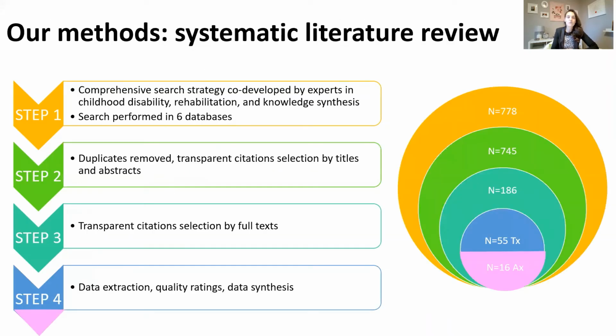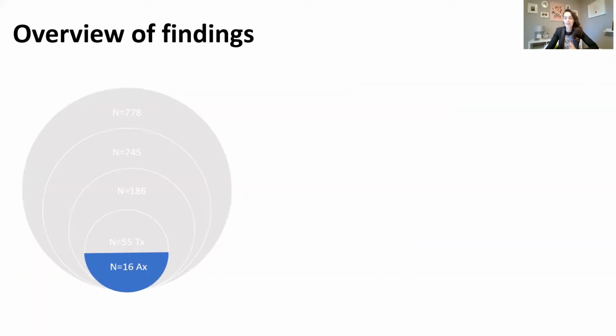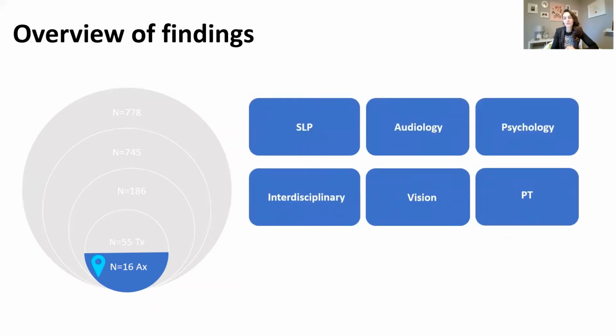In order to answer those questions, we completed a systematic literature review using the standard steps you can see on the screen. We came down to 55 intervention studies that we already reviewed together with you in the previous 3 webinars, and 16 assessment studies that we're going to look at today, but in a slightly different format. We classified our studies in 6 rehabilitation specialties: speech language pathology, audiology, psychology, interdisciplinary team, vision, and physiotherapy.